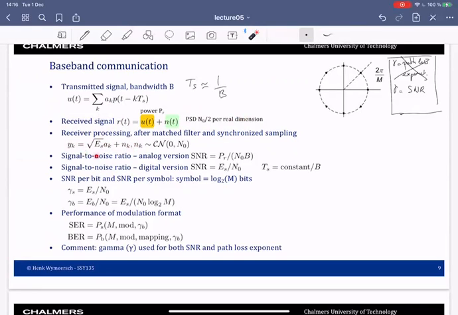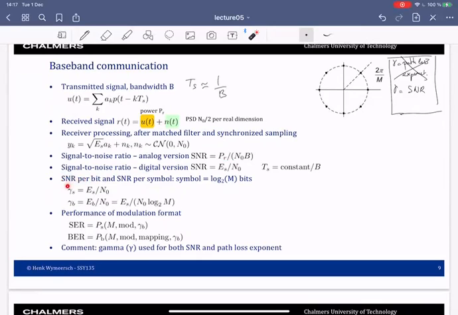And in this model, we can compute the signal-to-noise ratio. There are two versions. One is the analog version based on the analog waveform. So it's the received power over the noise power, so it's the received power over the noise power spectral density times the bandwidth. It's given by this. There's also the digital version based on this expression, which is the energy per symbol over N0. And you can easily relate both to each other, since the symbol duration is typically 1 over B, so they're actually the same thing.